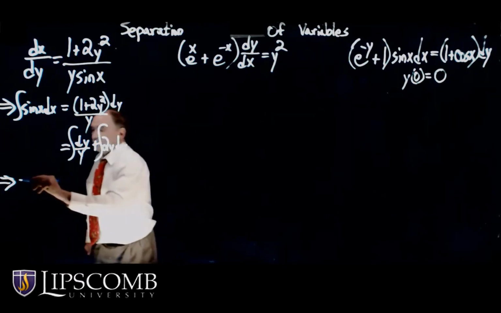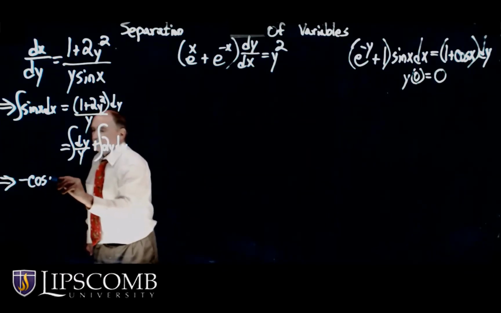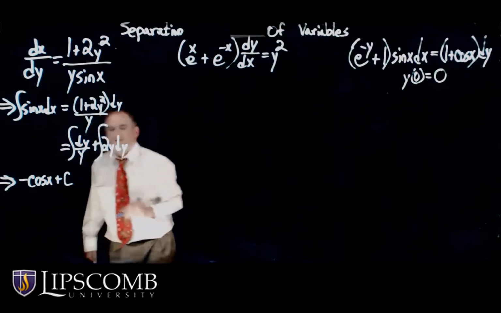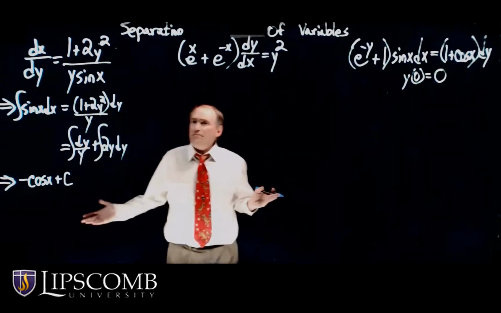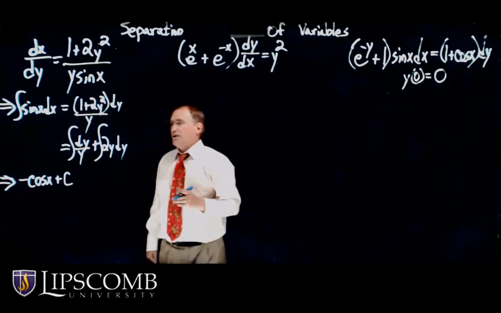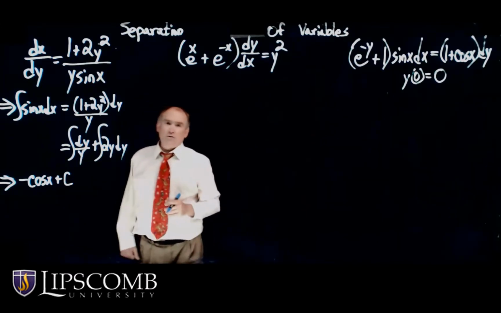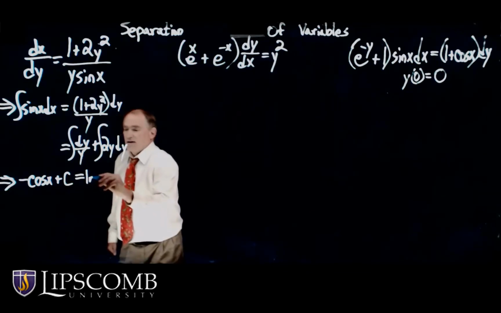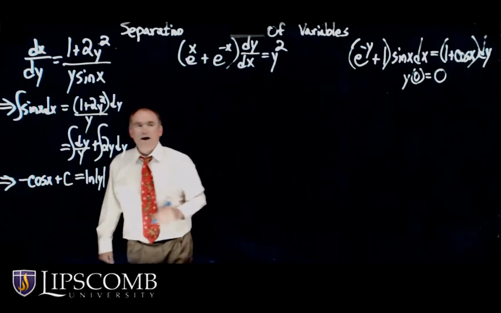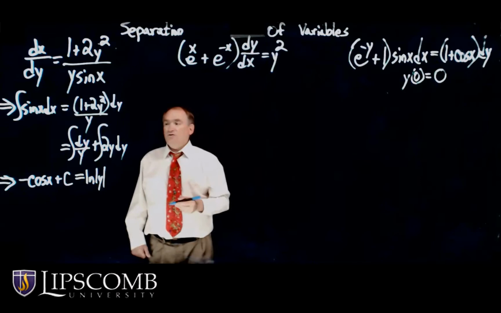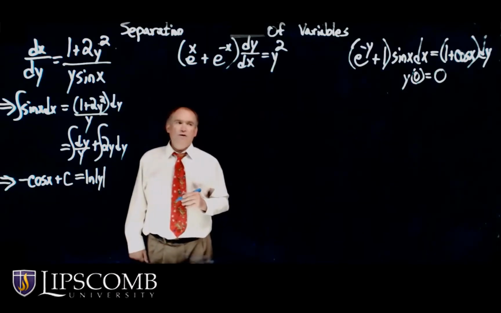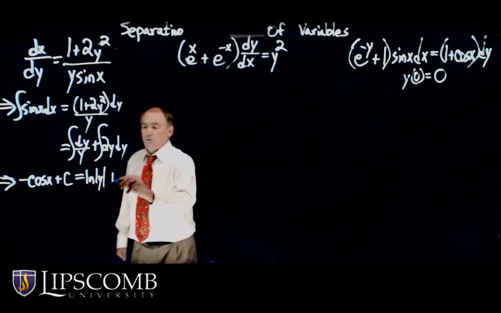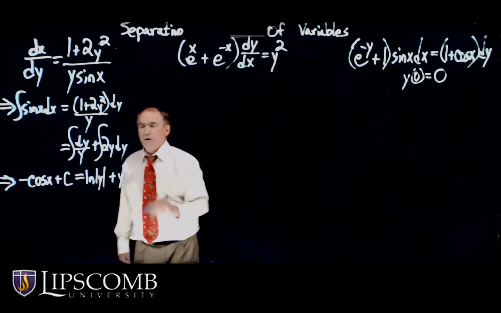Negative cosine of x, and I'm going to go ahead and put the plus c on this side. It does not matter which side I put the plus c on. Now, what is the integral of dy over y? Well, of course, that's the natural log of y. Next, 2y dy. What's the integral of 2y dy? Well, that would, of course, be y squared.